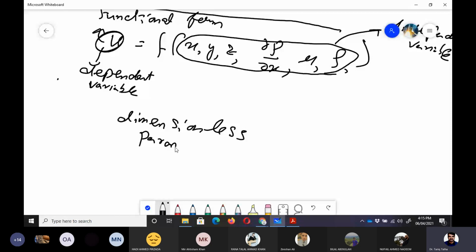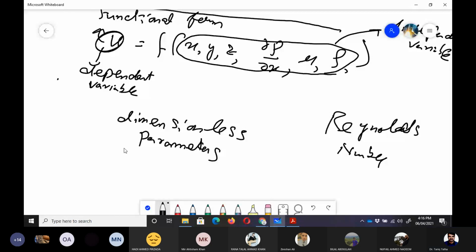Dimensionless parameters like Reynolds number. Reynolds number is the most significant parameter for fluid mechanics. It tells us whether the flow is laminar or turbulent depending upon its value. Its definition, for pipe flow, is rho V d upon mu.